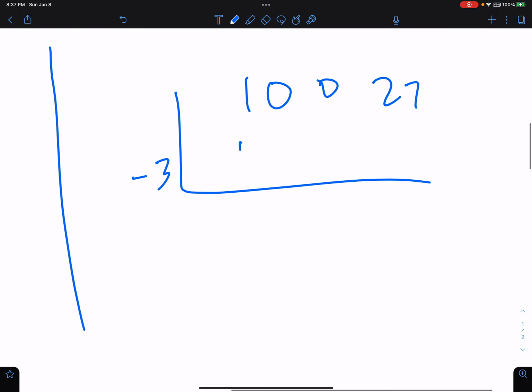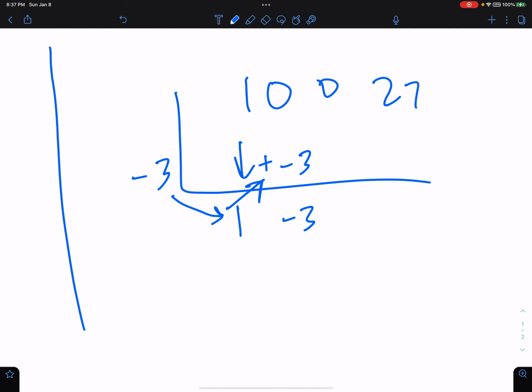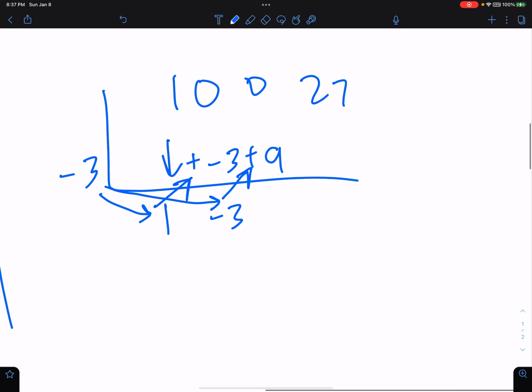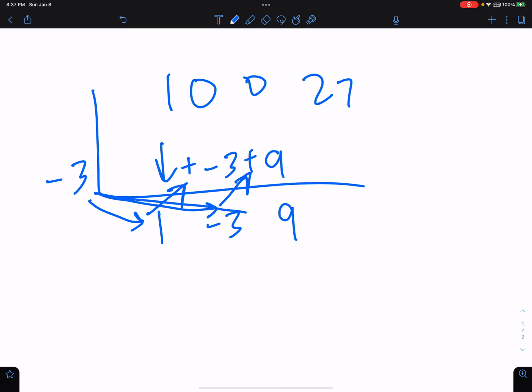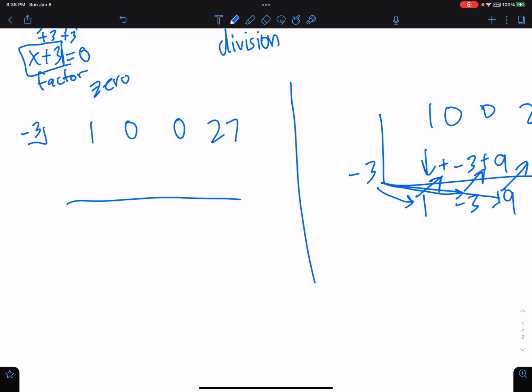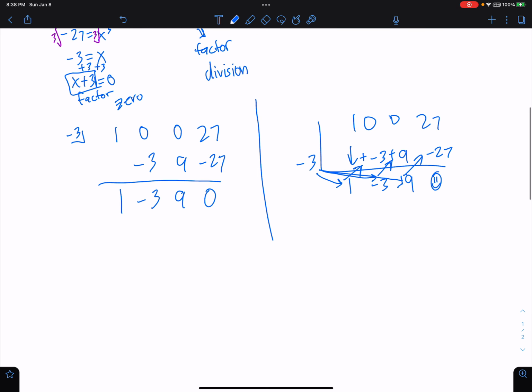And then, of course, that will be the same over here. So here, we just drop the 1. So we get 1. Then we multiply this, and then bring it over here. So here we get negative 3. And then we add negative 3. Here we multiply this, and then put it up here. We get 9. You add 9, and then you do this times this, which is negative 27, put it up here, and then of course you get your 0, happy face. And then just to clear it up, right? So yeah, we get your happy face too.